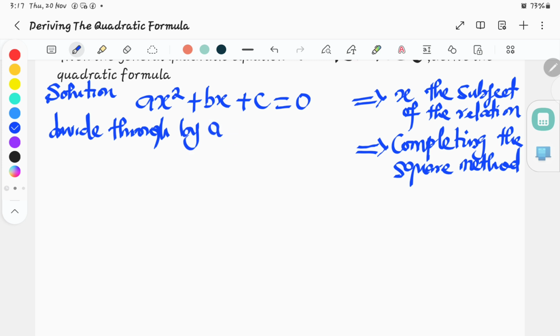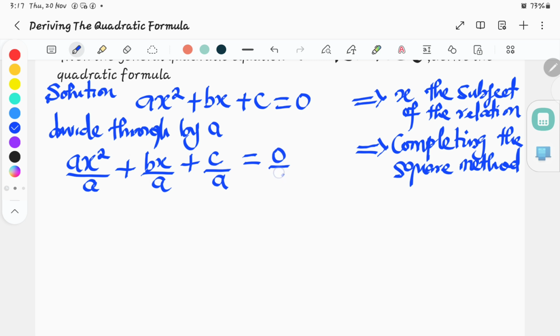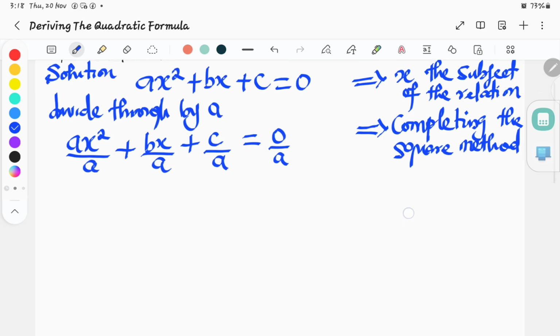Don't forget the reason why we are dividing through by a, because the coefficient of x squared here is a. So by the time we divide through by a, we have ax squared over a plus bx over a plus c over a equals 0 over a. Now, a cancels a, so you have x squared plus bx over a plus c over a equals 0.